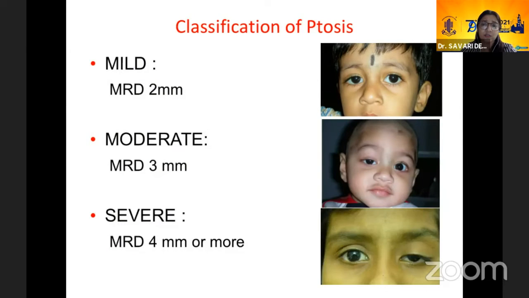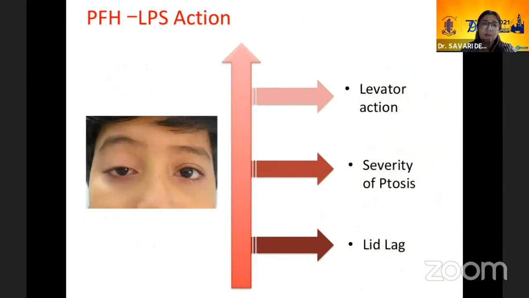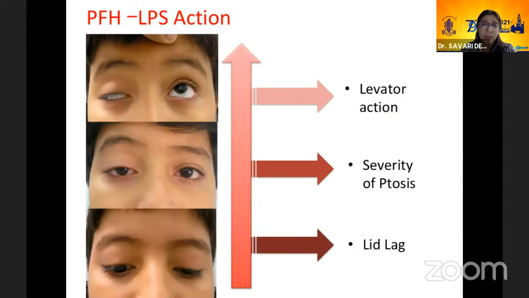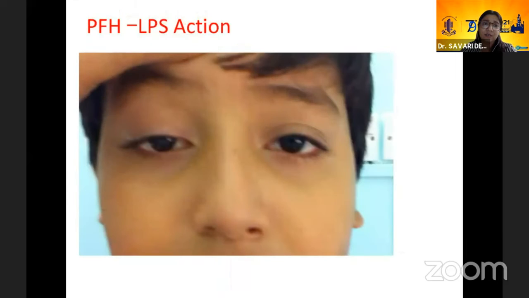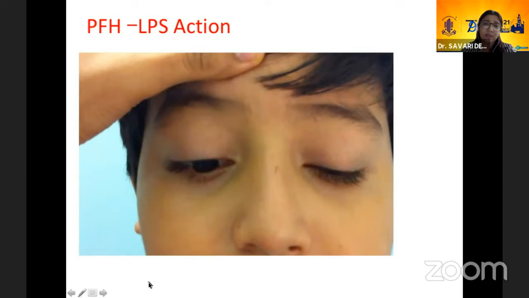Moderate, and severe ptosis. But what if we just break it up? So what does it really signify? Primary gaze is severity of ptosis, and up and down gaze gives us an indication of a levator action, and the down gaze gives us indication of a lid lag. So here's a small video to just show how you test for LPS action.